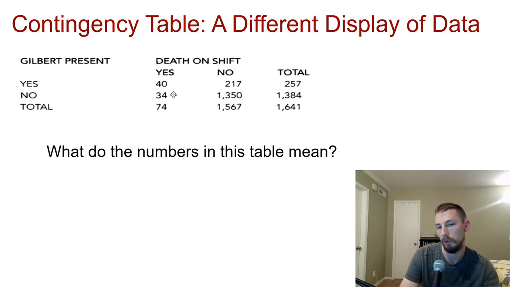Okay, so that doesn't look like that big of a deal, right? It's just 6 more deaths than when she wasn't on the shift, but she wasn't working all the time. So that's kind of what goes on. Same thing we can look at when there were no deaths on the shift. Only 217 times that she was present, and 1,350 times she was not. So anyway, that's how you read a contingency table. I think you get it. But what do the numbers in the table mean? We really want to visualize that because that kind of sucks.